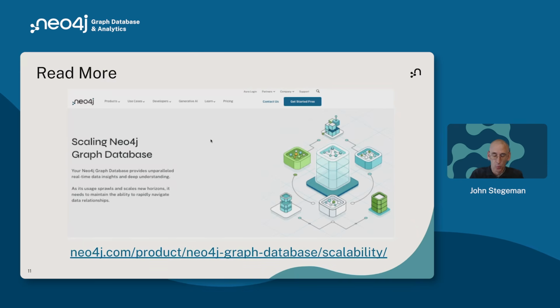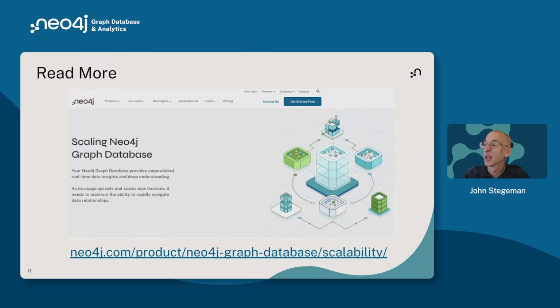So if you want to read more about Neo4j scalability, I've got the URL here. You can jump out to our scalability page and read more about what we're doing in terms of addressing the problems of scale for our customers. And remember, just the three things that we're addressing with scale: more data, more users, and more complexity in how we use that data. So just checking the time, we've got just a few short minutes here.